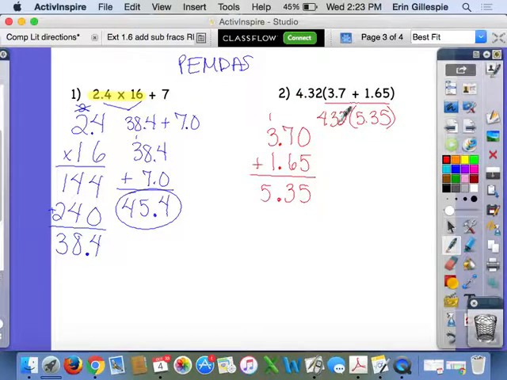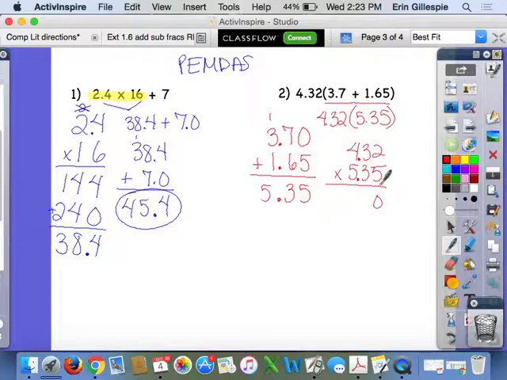And hopefully you guys remember from chapter 1 that a number right next to parentheses means we need to multiply. So set it up like a multiplying problem that has no decimals. So I'm going to treat it like it's 432 times 535. I'll put the decimals back in once I set it up. This is 3-digit times 3-digit, so we have some work ahead of us here.